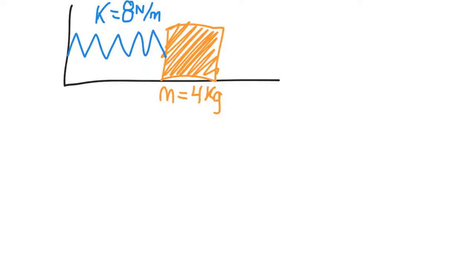So let's take a look at an example here. If we have a mass of 4 kilograms and we hook it up to a spring with a spring constant of 8 newtons per meter, and let's say that I pull this back a distance of 2 meters, and then we let it go, it's going to oscillate back and forth around that equilibrium position. So maybe the first thing we want to know is, what's the period? How long is this going to take for it to go through one full cycle?